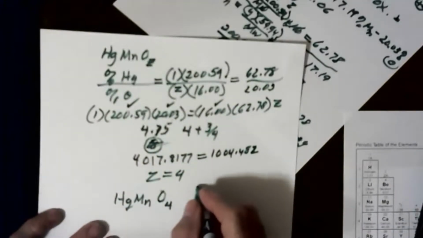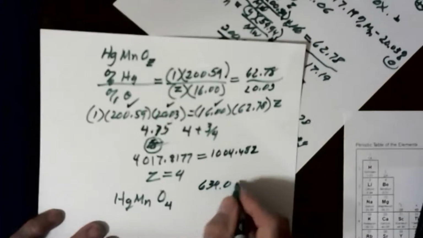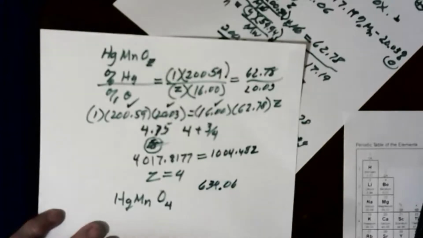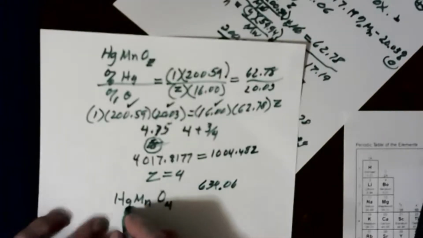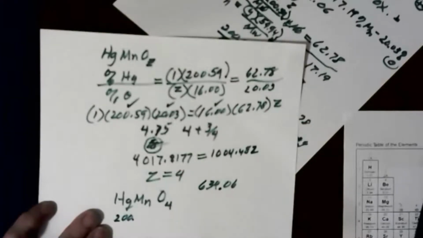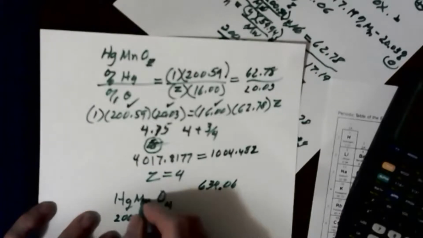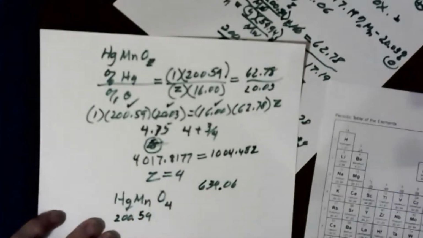Now, that might be right, but I don't know that it is because I've got to check for molecular weight. The molecular weight is 639.06 for this molecule. Now, if I add up this molecular weight, I have 200 point, what did I say? 59. Manganese is 54.94.